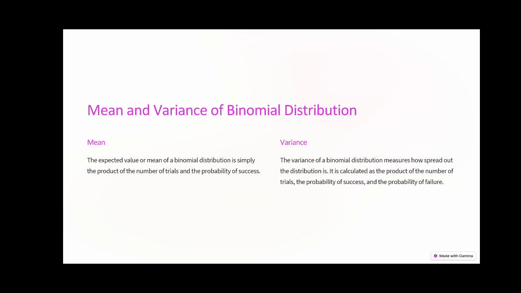Then let's see what is the mean and variance of binomial distribution. The mean is the product of number of trials and probability of success. That is simply, in binomial distribution the mean is n into p. Then what is variance? Variance is n into p into q.